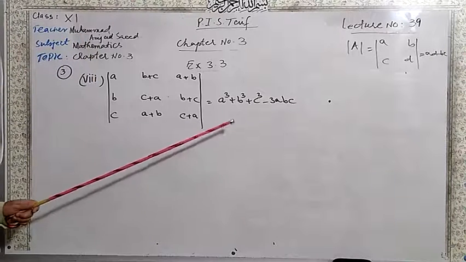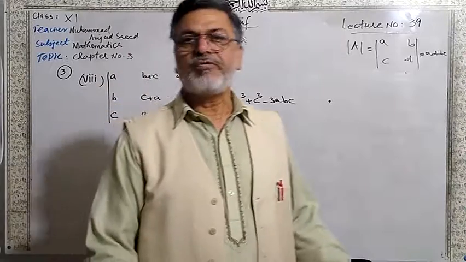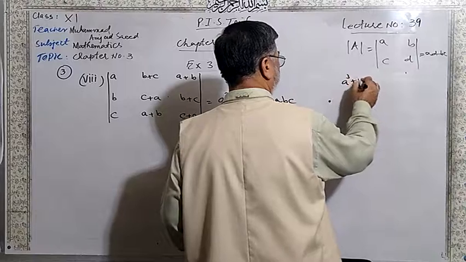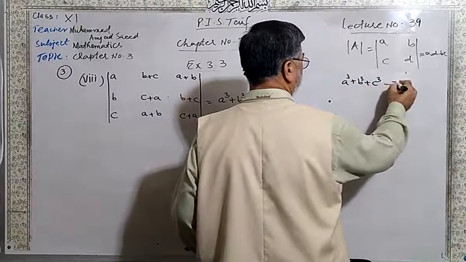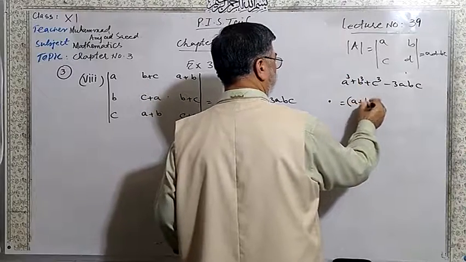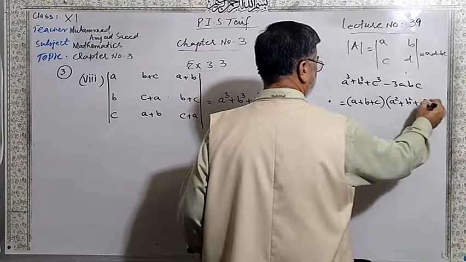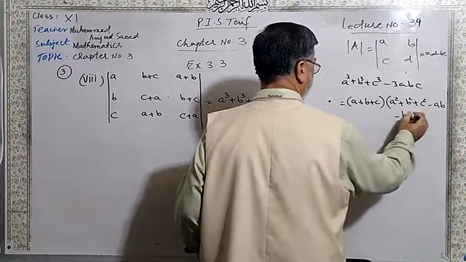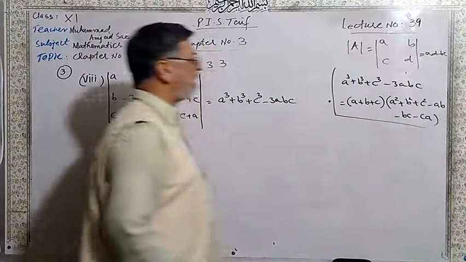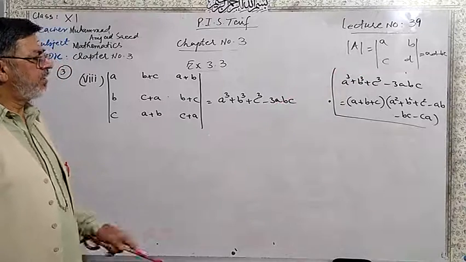Dear students, the right hand side of this question is actually a formula: a cube plus b cube plus c cube minus 3abc. Removing the 3 and 3, we have a plus b plus c into first square plus second square plus third square minus first second minus second third minus third first. If you can get this right hand side, that will be your answer.